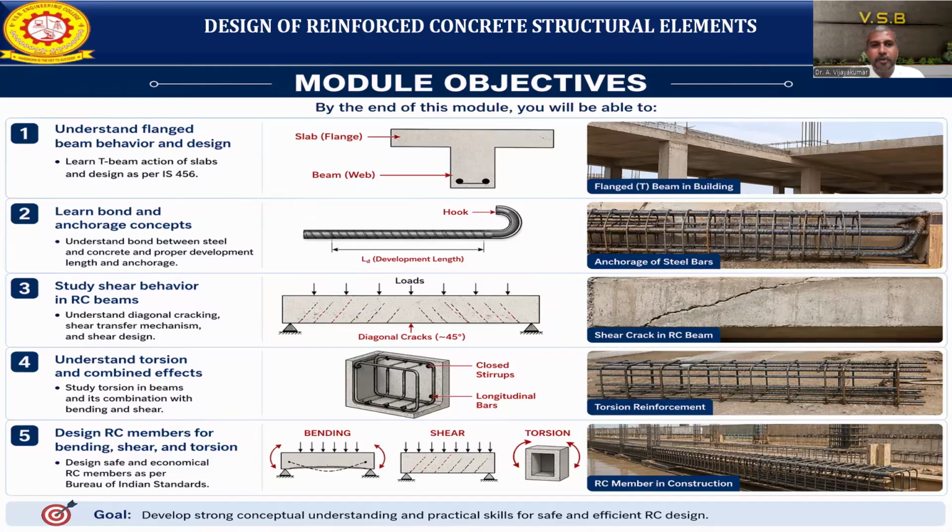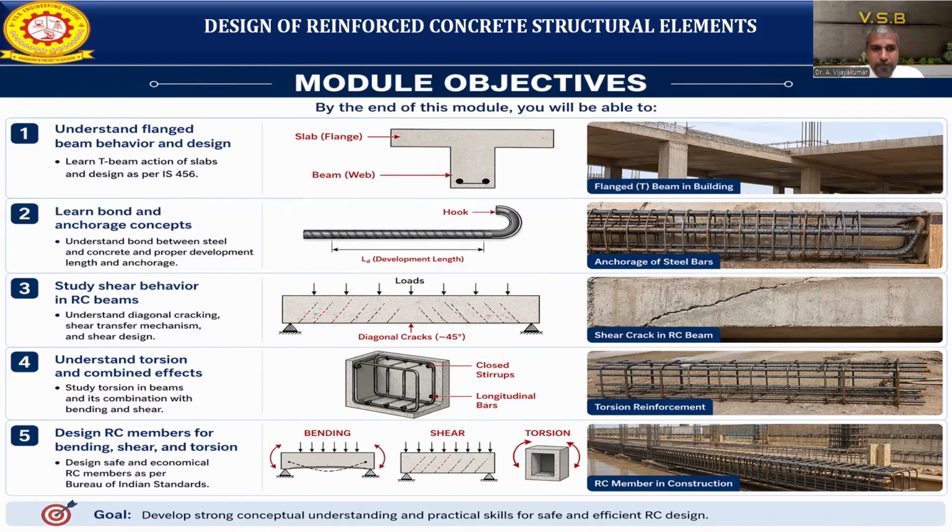What is the course objective of this module? The learner should understand the T-beam action of slabs and the design as per the IS 456 code book. And the learner should understand the fundamental concept of bond as well as anchorage. What is the purpose of bond? When does bond happen? If concrete and steel are not properly bonded, what is going to happen in our concrete structures? And what is the purpose of anchorage? What minimum length is required to design the anchorages as per IS 456? Everything we are going to discuss elaborately in module 2.